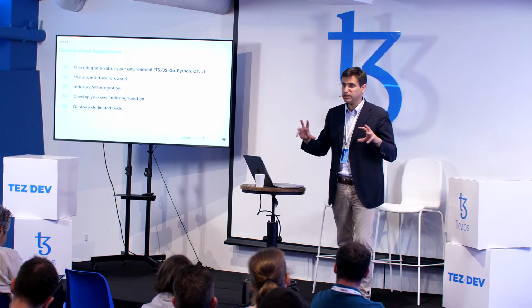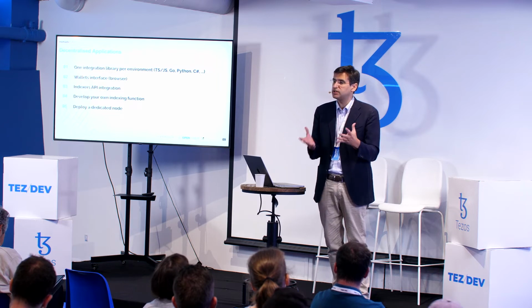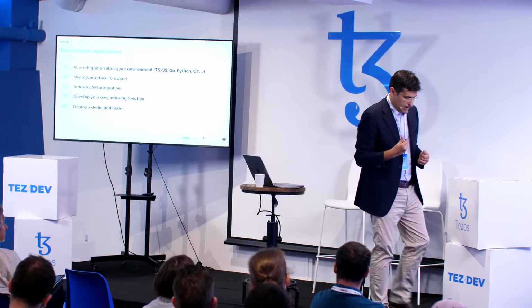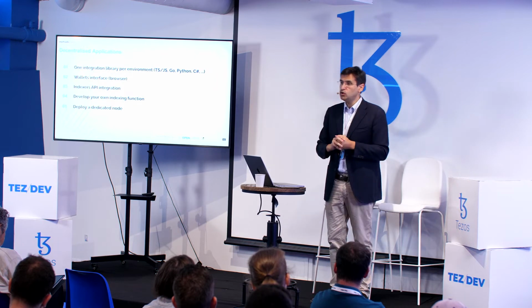So let's talk a little bit about indexing. Usually in an integration project, you will have an indexing part, which means that what you want is to read the blockchain. You have many solutions here. You have already indexer APIs through Better Call Dev, through TzStats, and others. I'm sorry if I forget one. So there are existing indexers that provide very good APIs.